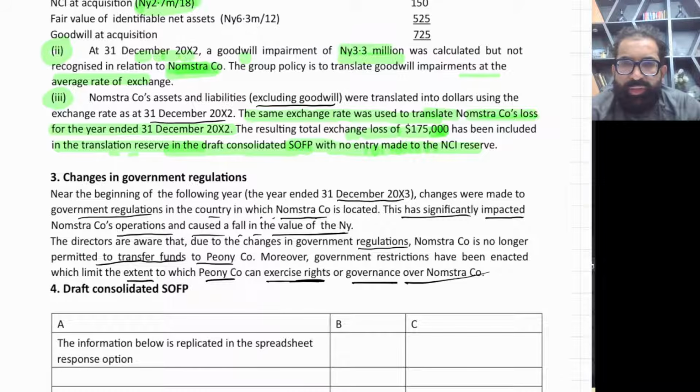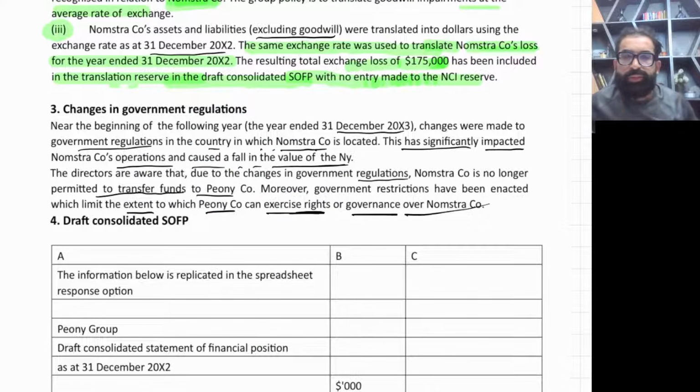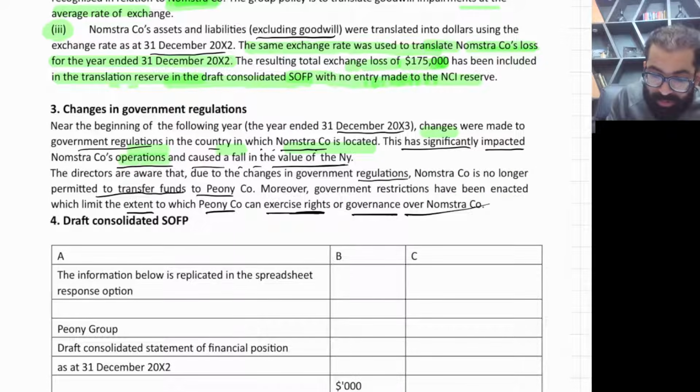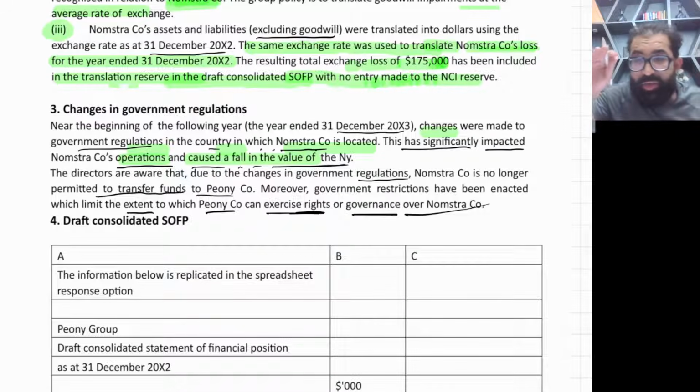So we are on our question paper again, and now the last requirement, this thing, see this change in government regulation, see the screen. They are saying near the beginning of the following year, now they are asking about the next year, which is 31st December X3. Changes were made to government regulations in the country in which Nomstra company is located. This has significantly impacted Nomstra's operations and caused a fall in the value of the NYC currency, a depreciation.